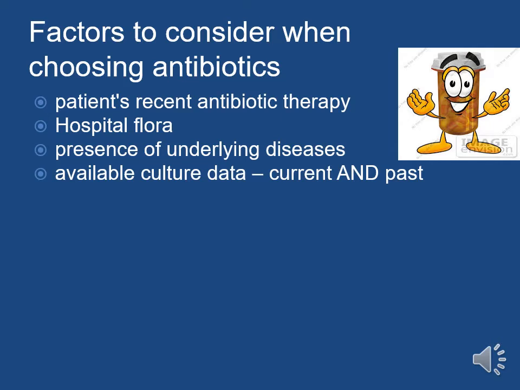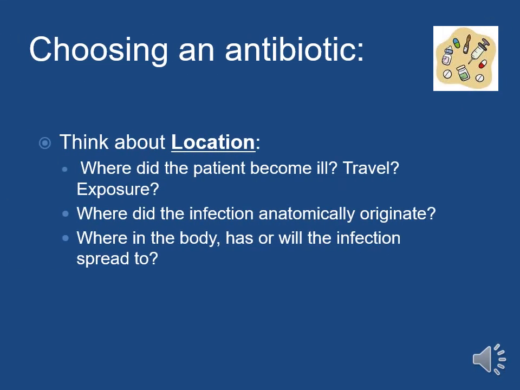Factors to consider when choosing antibiotics: patient recent antibiotic therapy, hospital flora, presence of underlying disease, and available culture data, current and past. When you think to choose an antibiotic, you must think about the location of the infection, where the patient became ill, travel history, and exposure history. Where did the infection anatomically originate, and when and where in the body has or will the infection spread to.